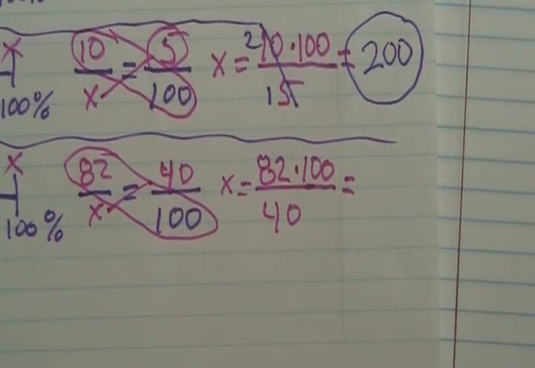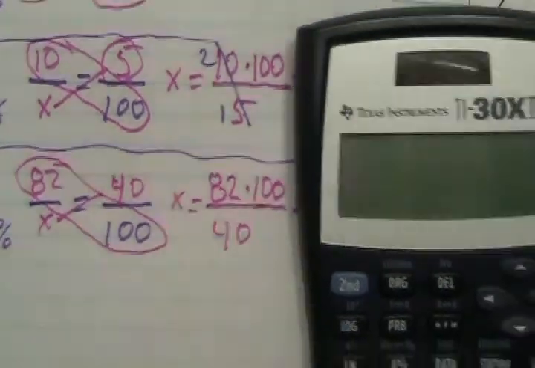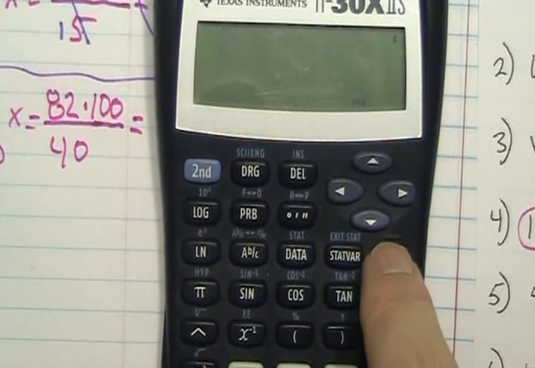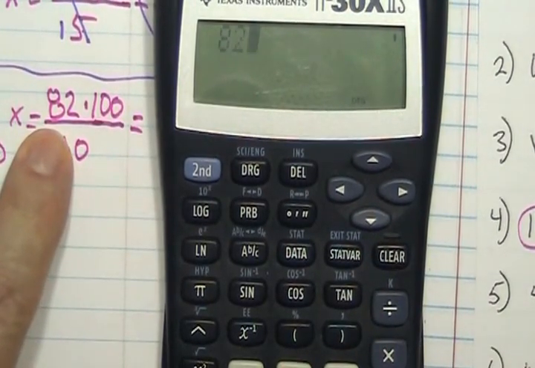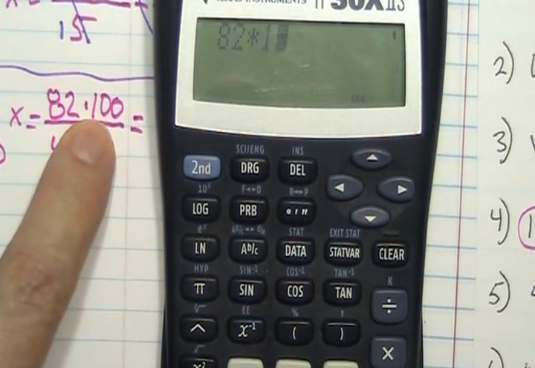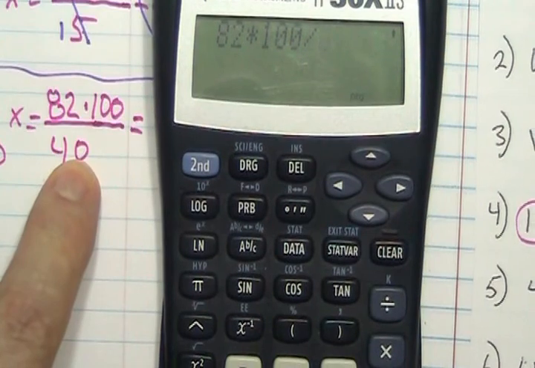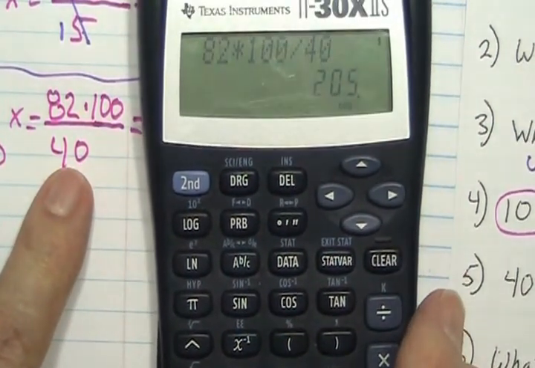Now you can use your calculator to figure it out. You're probably waiting on me, huh? Okay, so I'll do it real quick. So it's 82 times 100 divided by 40. And I get 205.